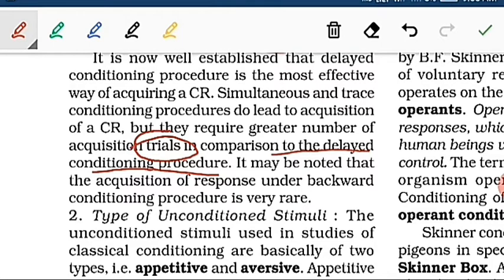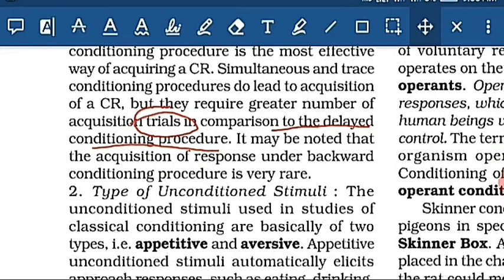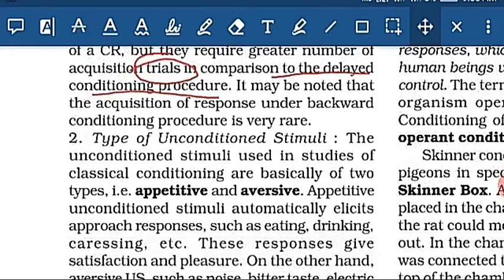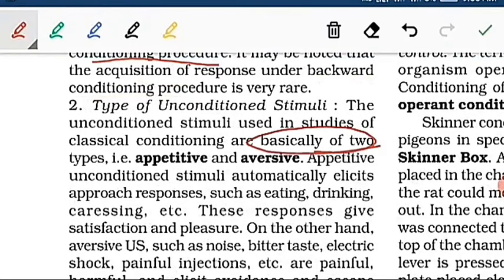Our next one, the second point in the determinants, is the type of unconditioned stimuli. In classical conditioning, the type of unconditioned stimulus we had was food. Here we are basically studying two types of unconditioned stimuli. The first is known as appetitive, and the second is known as aversive.